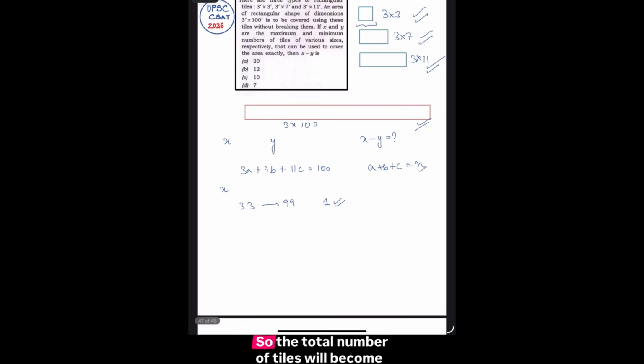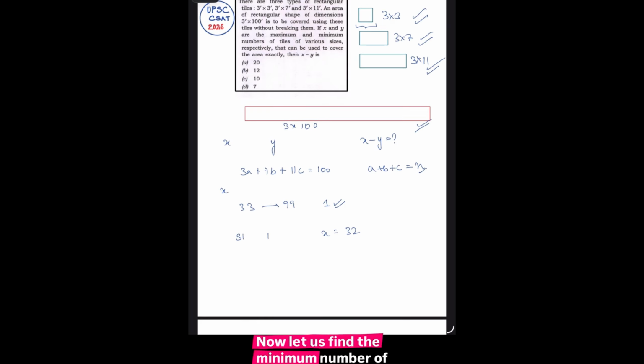Now let us find the maximum value of n, which is x. To maximize the number of tiles, we'll have to use the smallest tile as much as possible. So we'll use the 3-foot tile. But if we use only the 3-foot tile, then 33 tiles will cover 99 feet, but 1 foot will still be left uncovered. So to cover that extra 1 foot, we'll replace 2 3-foot tiles with 1 7-foot tile. So the total number of tiles will become 32: 31 3-foot tiles and 1 7-foot tile. So x is equal to 32.